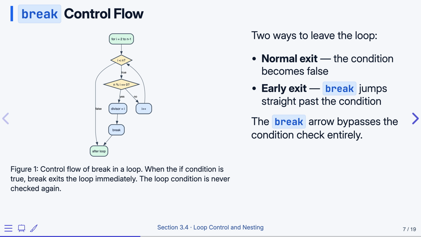Let's look at the control flow. There are two different ways execution can leave this loop. The first is the normal exit. The loop condition, i < n, finally becomes false and the loop ends. The second is the early exit. When the inside condition is true, break fires. Follow the break arrow in the figure. It jumps straight to the code after the loop and skips the condition check completely. That is the key idea. Break does not wait for the condition. It leaves right now.